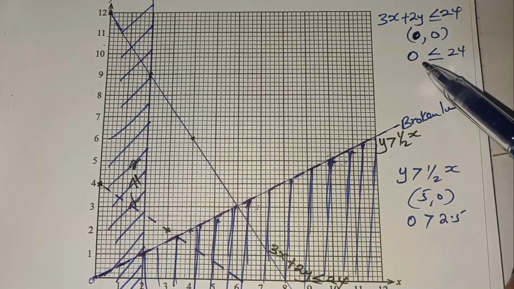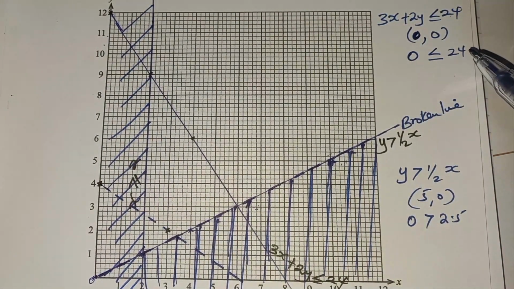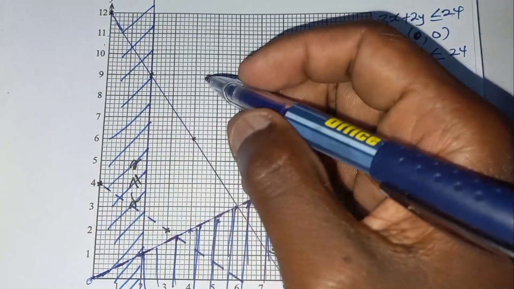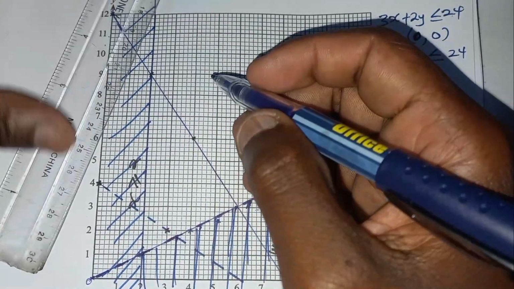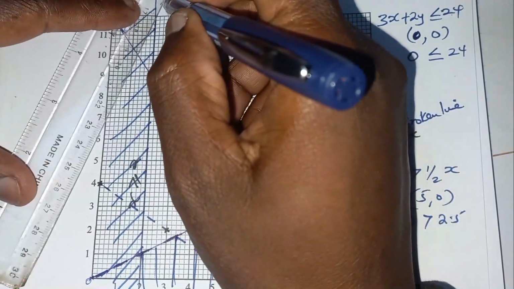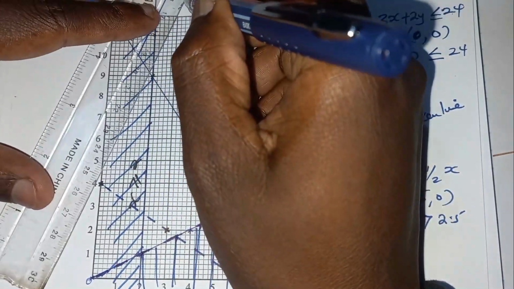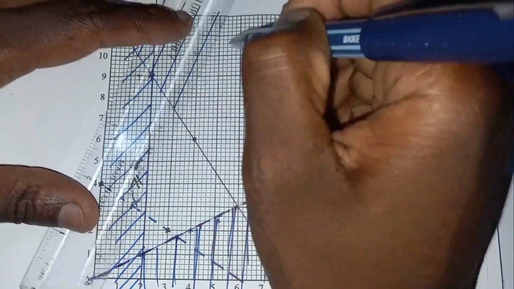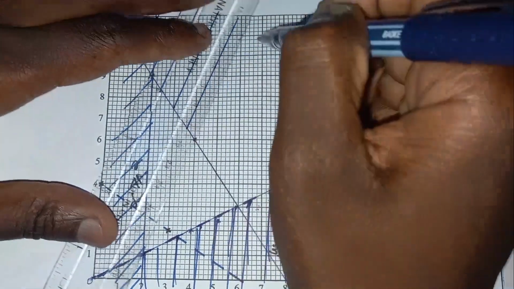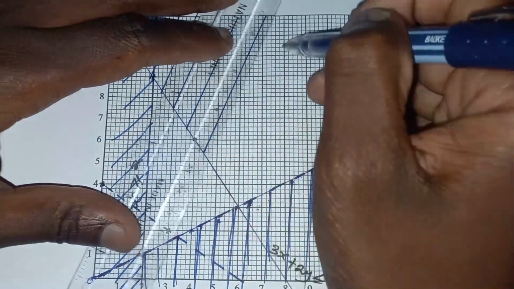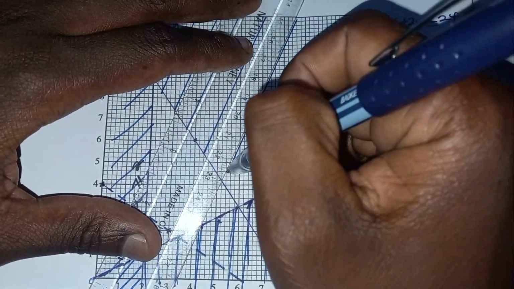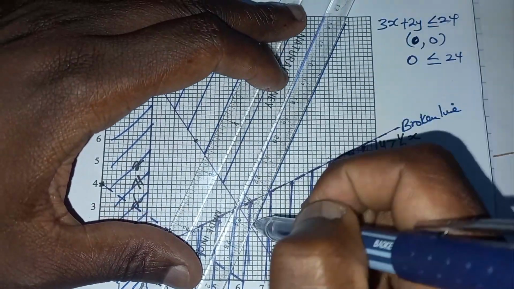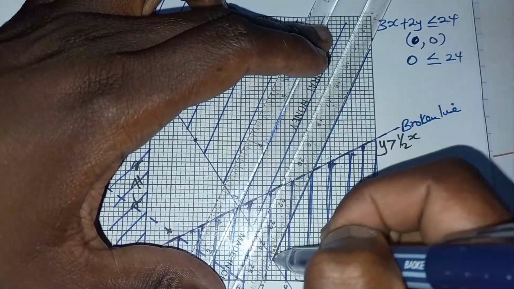When you substitute 0, 0, that point I've picked on this side of the line, you can see 0 is less than 24. It satisfies the inequality, and therefore that side is the required side. So the other side that is opposite, that is above that line, the side that I'm shading, is automatically the unwanted side, since the point that I've picked, 0, 0, has satisfied the inequality.